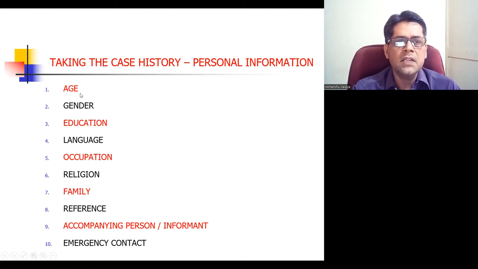You can add to it, but these 10 you should include: age, gender, education, language, occupation, religion, family, who gave the reference, accompanying person if any, and if the accompanying person is ready to become an informant and give us information about the patient, we can request the patient to be outside for some time till we talk to the accompanying person or informant. And emergency contact: whom should we contact in case of an emergency? So you can add to it. This is the first part of case history, personal information, and it gives us the first orientation towards the person.